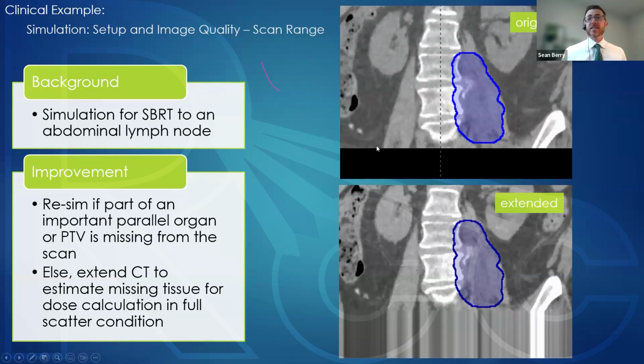But if that's not the case, like in this example here, what you can do is you can actually extend your CT lower, so kind of copy the bottom slice and change its number to something more inferior. And you get this smeared out image, but the image is probably sufficient to give you a reasonable estimate of the amount of scatter dose that's coming from down here into your target.